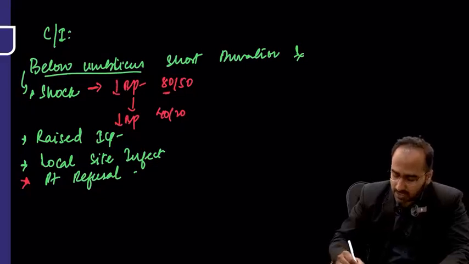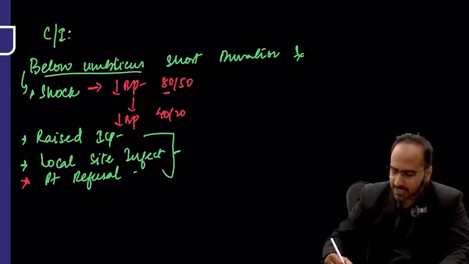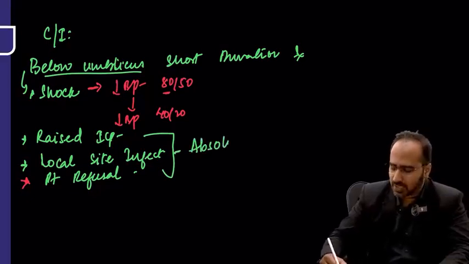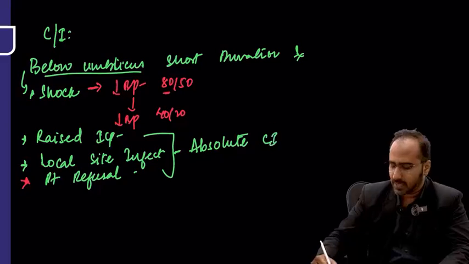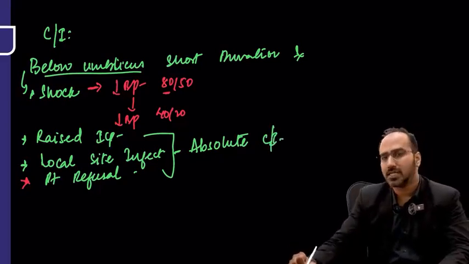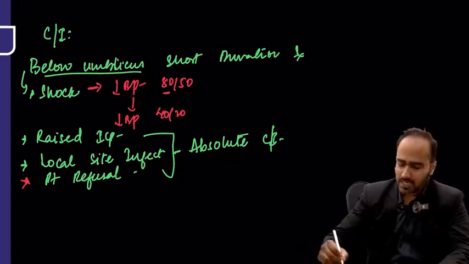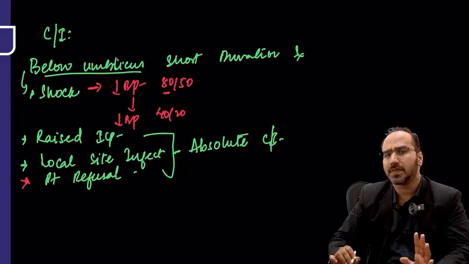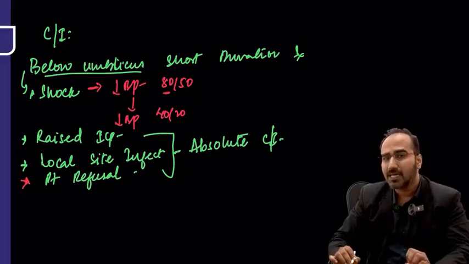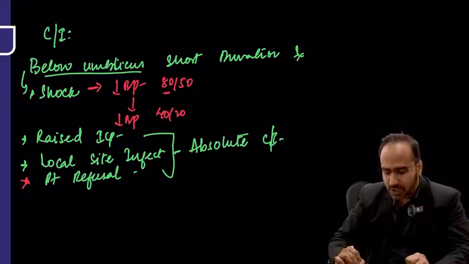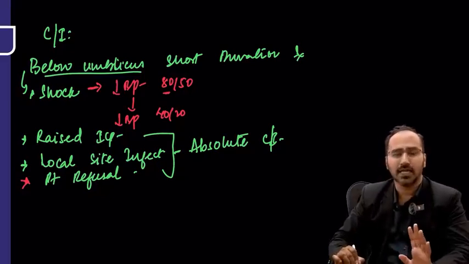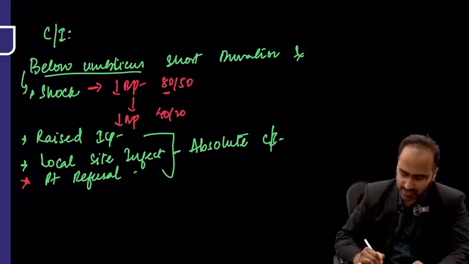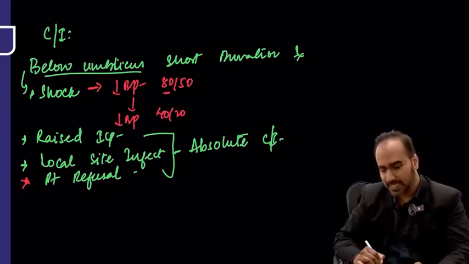And remember, raised intracranial pressure, local site infection and patient refusal, these are the absolute contraindications of spinal. In these conditions, spinal anesthesia should never be given. Okay, even though he might be posted for below umbilicus short duration. Absolute indication of spinal is below umbilicus short duration surgery. But if the patient is having underlying shock and these all conditions, then spinal is contraindicated. Okay, that was regarding the spinal anesthesia, guys.